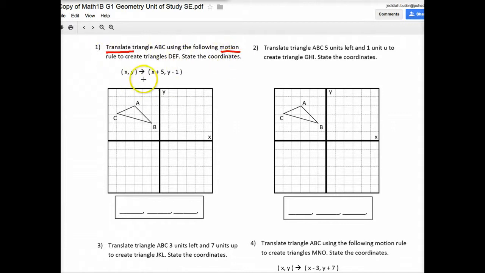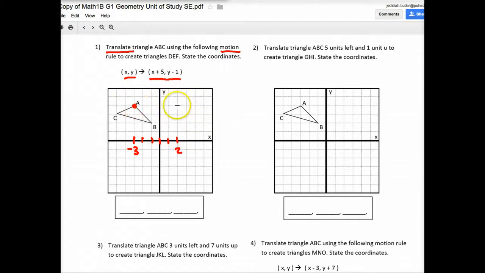So the rule here that they're giving us is not in words. It's actually more of an algebraic thing. So it's saying take x, but add 5 to it. Well, let's see what that does for us. So right here, x is at -3. But if you were to add 5 to that, that would be 3 more to get to 0, and then 2 more. So that would be here, all the way at 2.